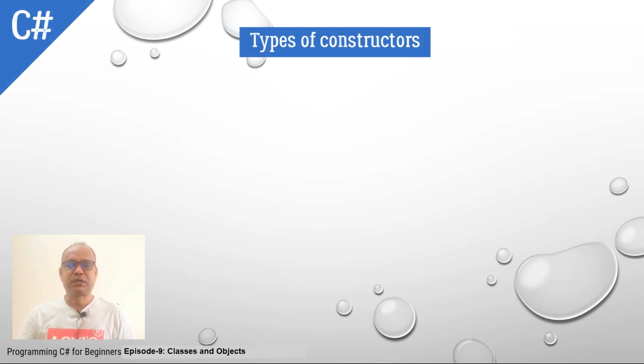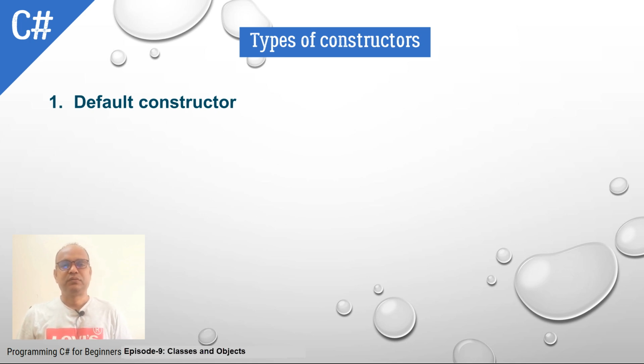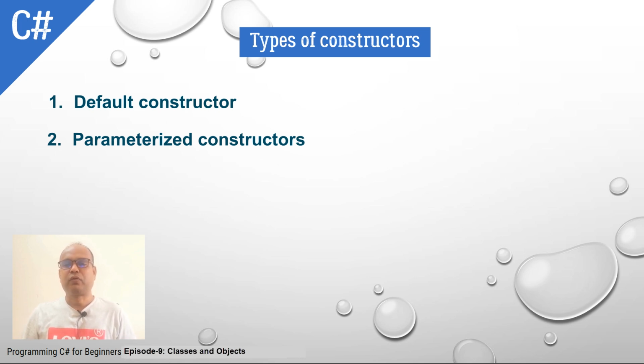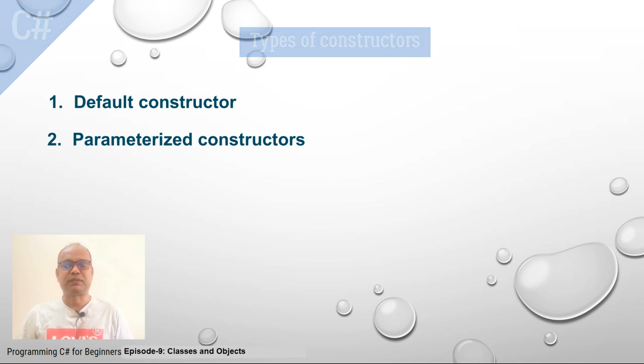Types of constructors. Number 1, default constructor. It has no parameters. If you don't define any constructor, C# automatically provides a default parameterless constructor. Number 2, parameterized constructor. It takes parameters to allow for customization of objects. It is used to provide initial values for fields when creating objects.